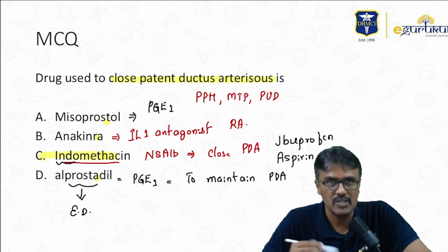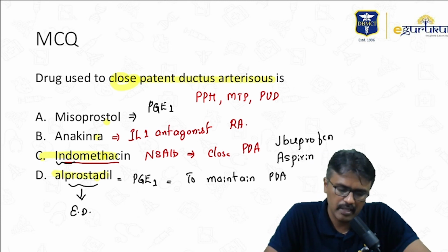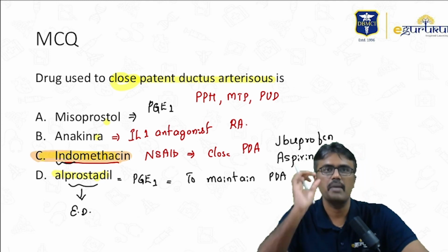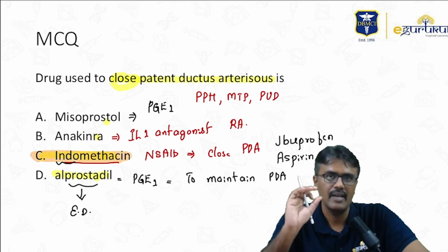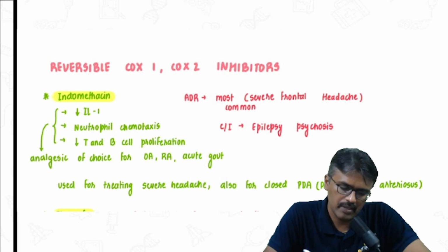So please read the questions carefully. If they ask you to open, it is alprostadil, but here they have asked to close, then the answer will be NSAID, that is indomethacin. Prostaglandins will maintain the patent ductus arteriosus, NSAID will close it. So this is what we discussed about indomethacin.